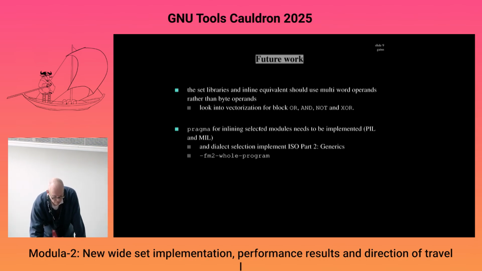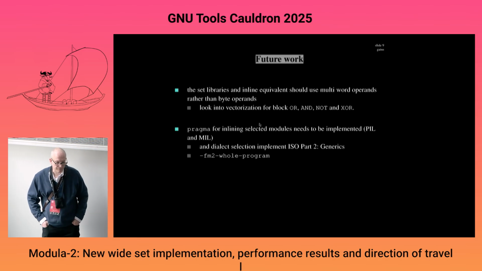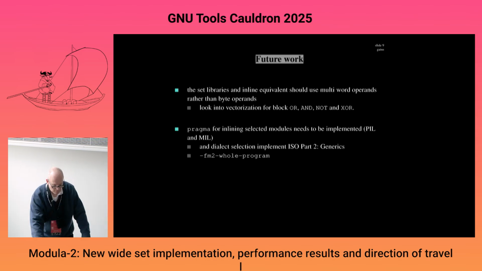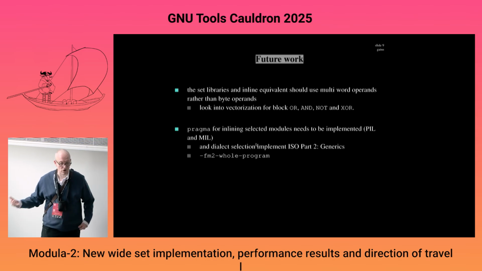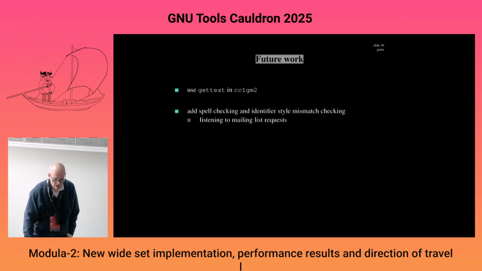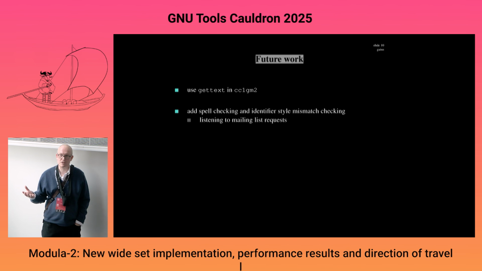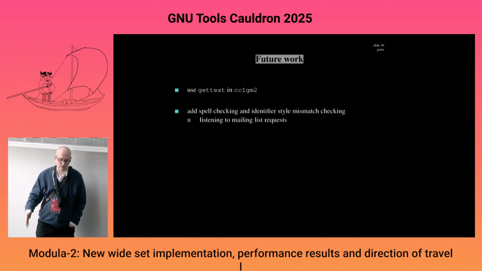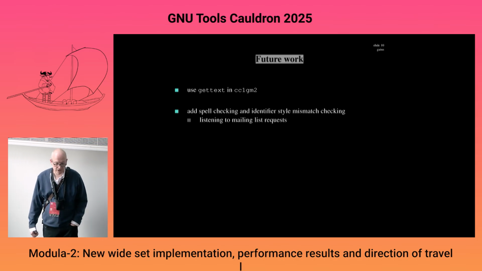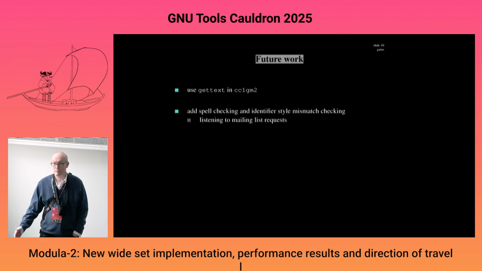The pragma will allow for procedural inlining and module inlining, PIM and MIL. The first thing to do would be to implement the generics, the Part 2 generics, and then if that's successful, move straight on to the object-oriented extensions. Gettext: Bruno Hebel has implemented a Modula-2 wrapper for gettext, so that should go in, and that'll produce internationalization, and then add spell checking as well, which would be a good thing to do, wouldn't it?